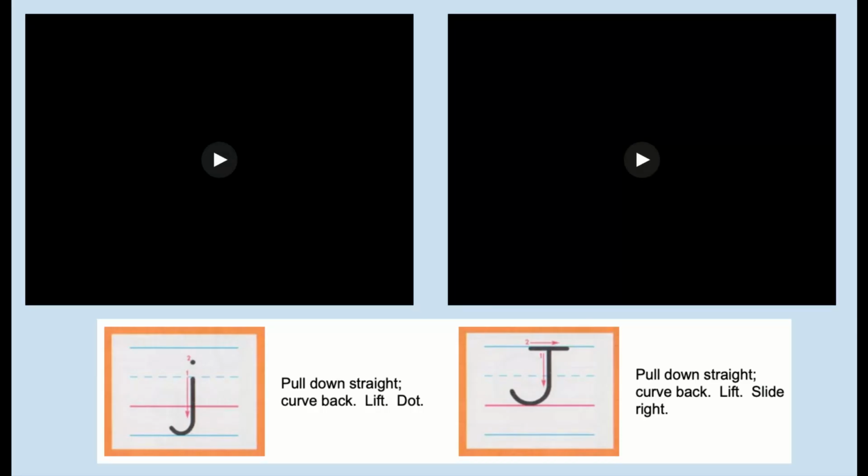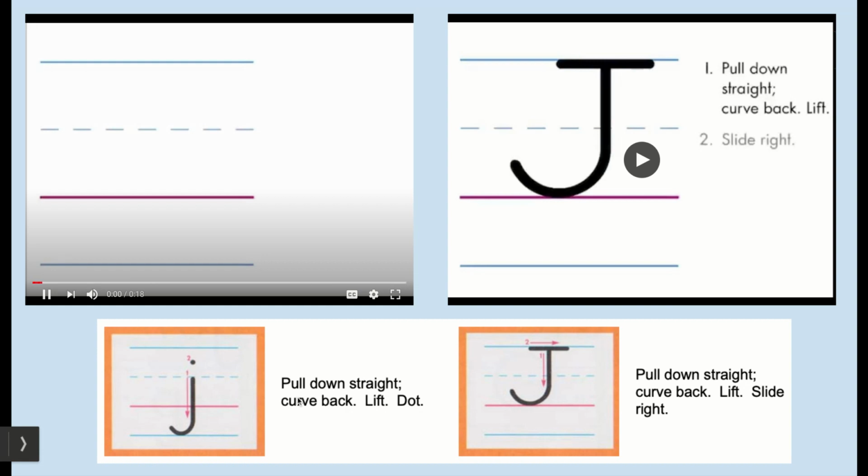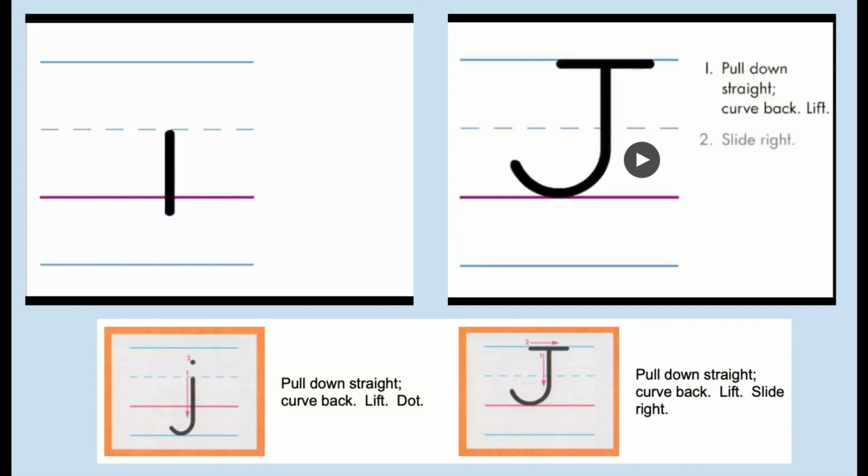Now you will need a piece of paper and a pencil as we learn how to form the lowercase and uppercase j. Let's watch as the video shows us how to form a lowercase j. Lowercase j. 1. Pull down straight. Curve back. Lift. 2. Dot. Lowercase j.